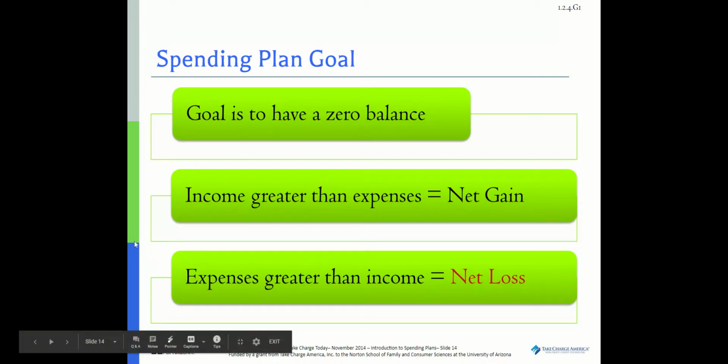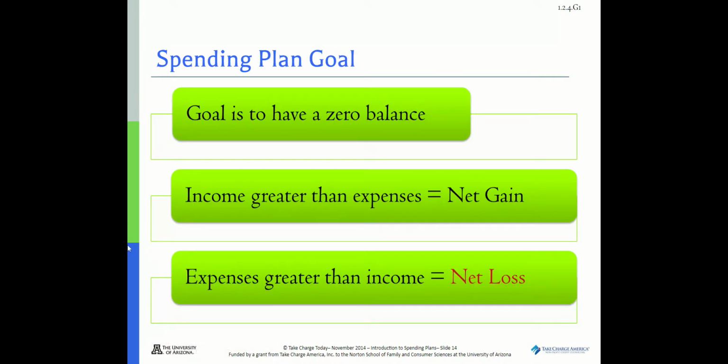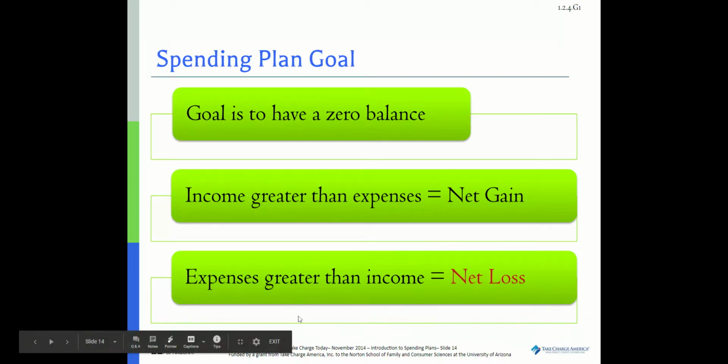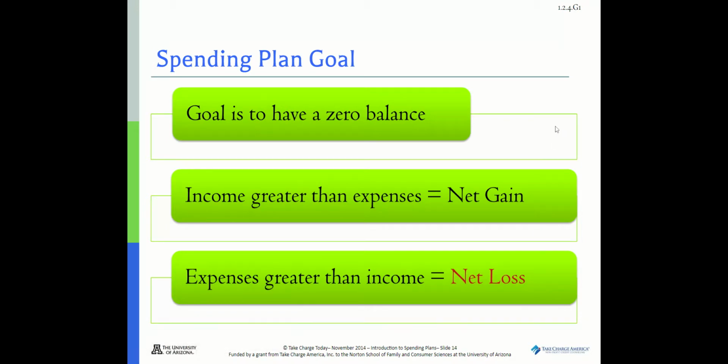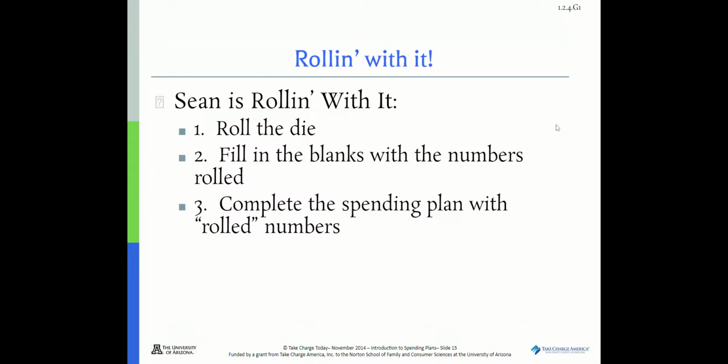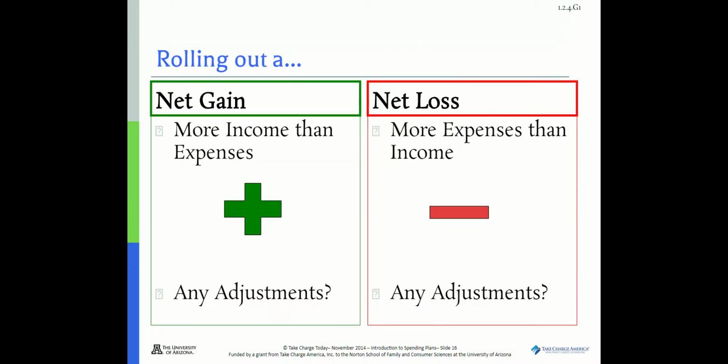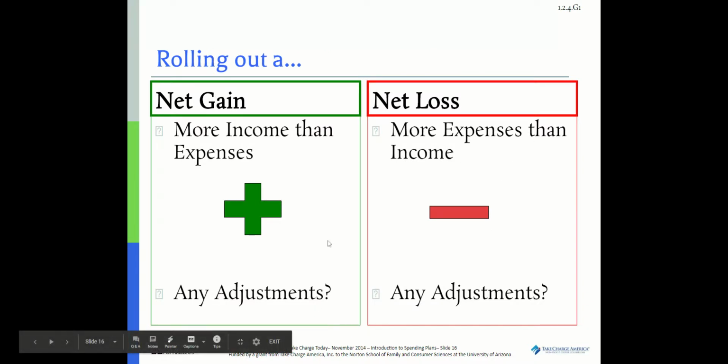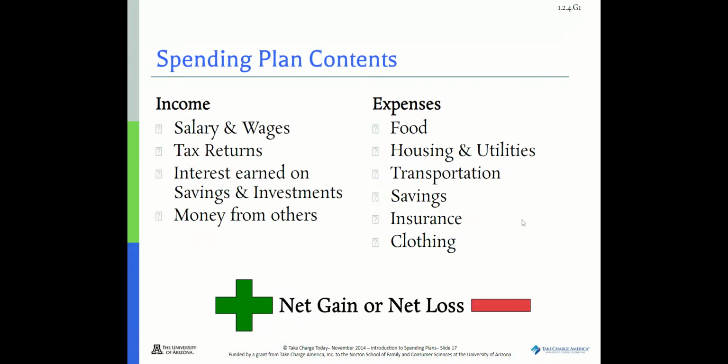Spending plan goal. The main goal is to have a zero balance. Income greater than expenses is a net gain. Now, let's be honest, this is good, but having more money in your pocket than not is a gain, which is a good thing. If you spend more than you earn, that's a net loss, which means you're in debt, which is very bad. You don't want to be in debt. That causes a lot of stress for people. A net gain, more income than expenses. Net loss, more expenses than income.